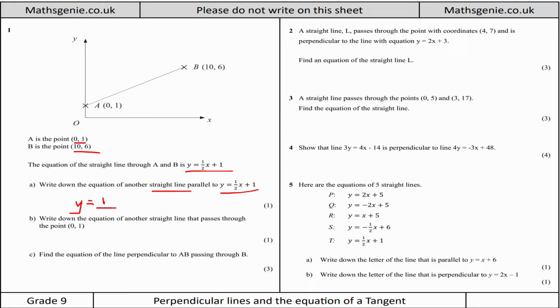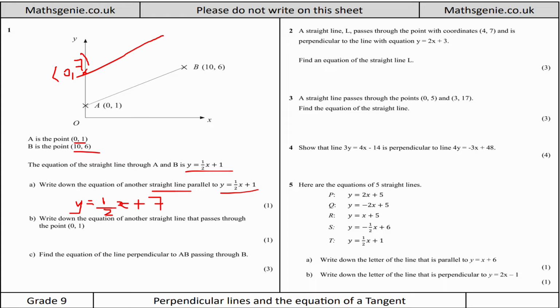So it would be, let's say y is equal to a half x plus 7. I try to always avoid putting the same number here, just to make it very clear that this is actually parallel, but it's not the same as this line. So it goes through (0, 7), but it's parallel to AB. So parallel means it has the same gradient, guys.